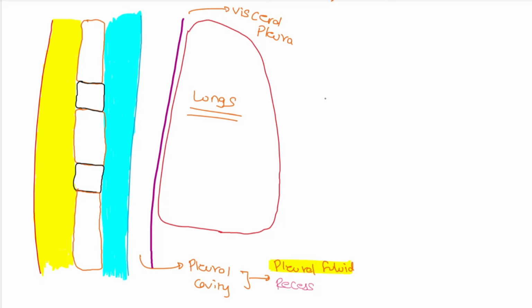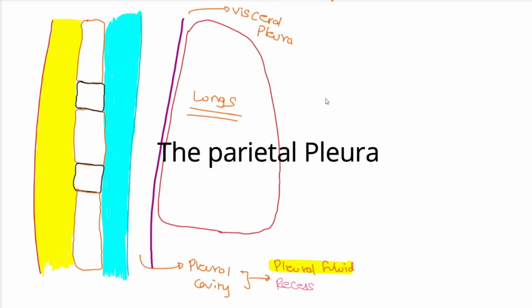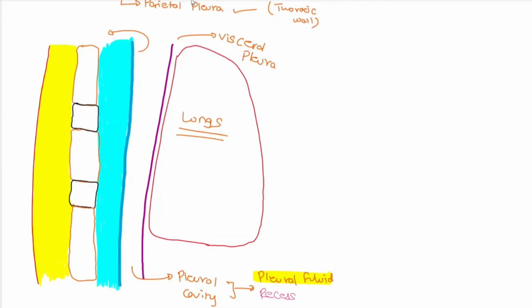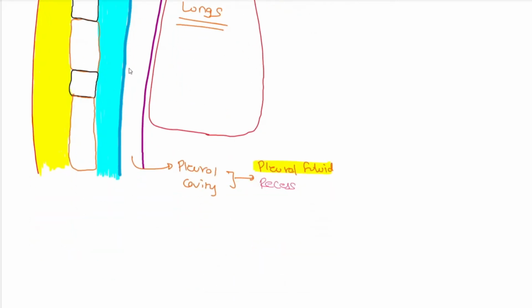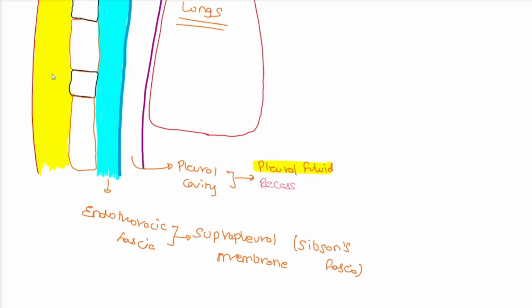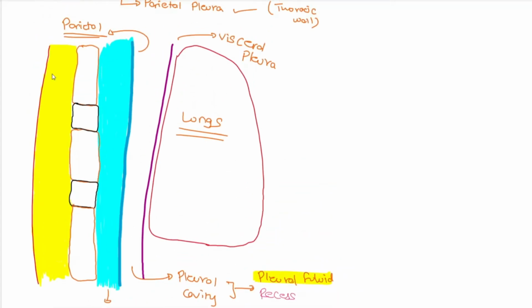Now above the pleural cavity lies the parietal pleura, which is this dark blue colored line. Now this dark blue line is the parietal pleura, that is the outer pleura, and above the parietal pleura lies the endothoracic fascia. Now the significance of the endothoracic fascia is that it continues upwards as the suprapleural membrane, also referred to as the Sibson's fascia, and this Sibson's fascia, as you can note, is present between the parietal pleura, which is present here, and the rib cage. So these here are the rib cage.